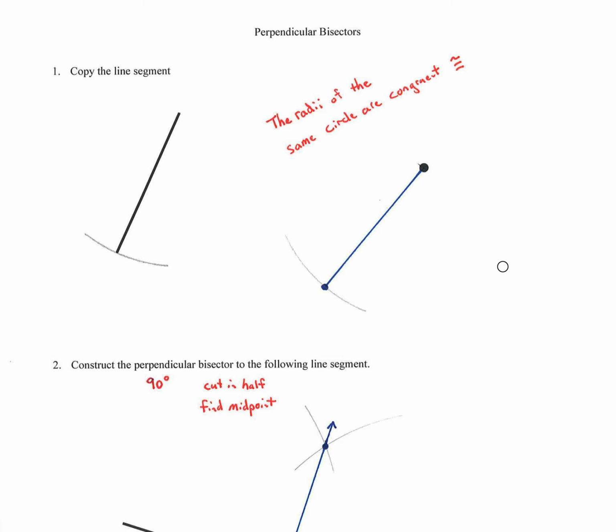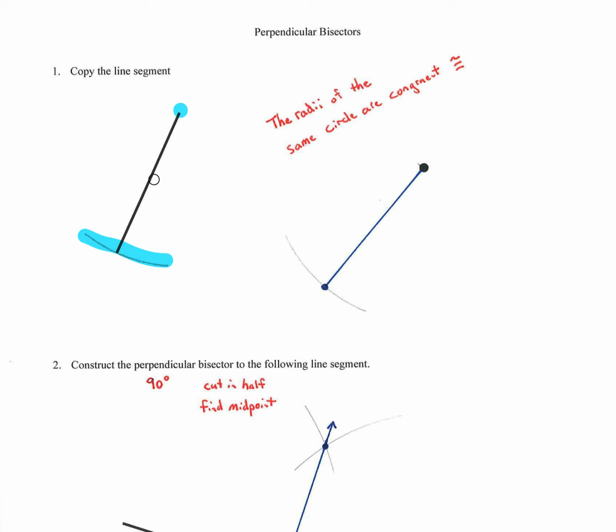I'm going to walk you through what I did. So the first one wants us to copy this line segment. We have a given line segment and we want to make an exact copy of it. Well, all we need to do is put our sharp point there and put the pencil there, and then we go whoosh. Basically, what we're doing is making a circle.